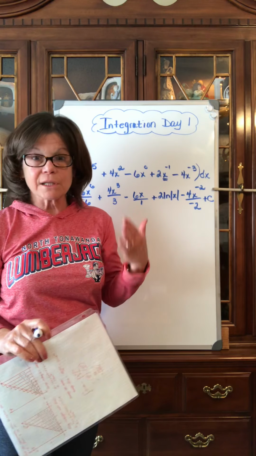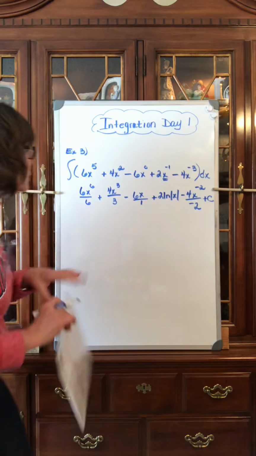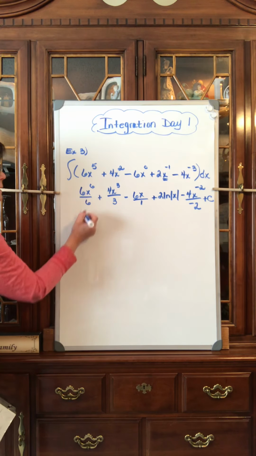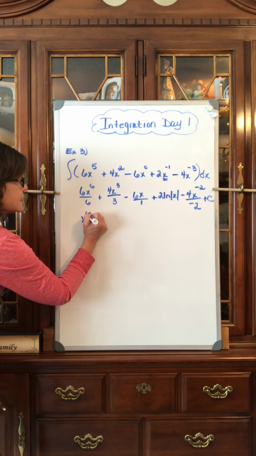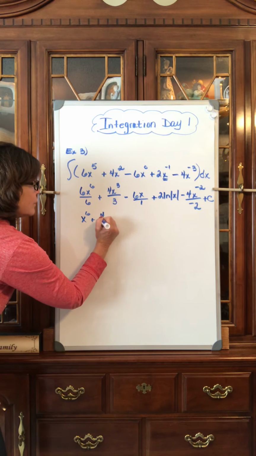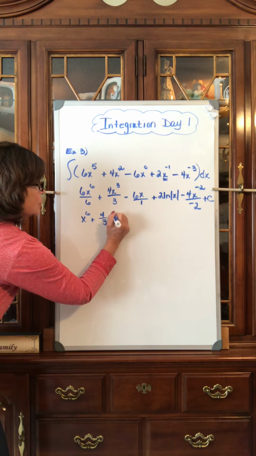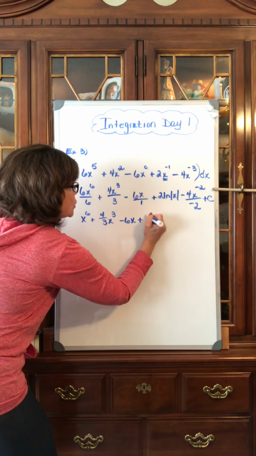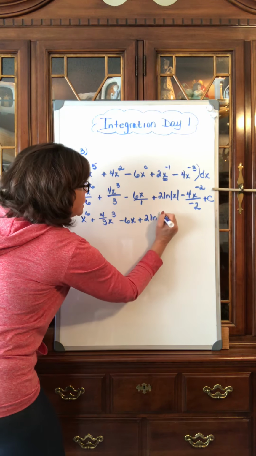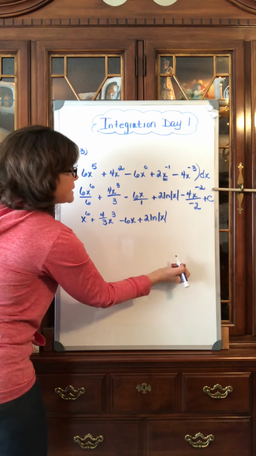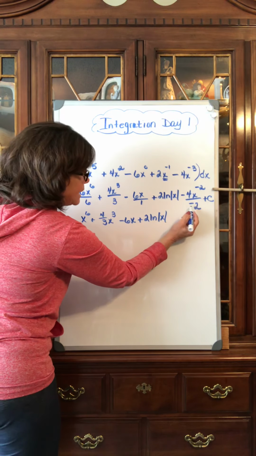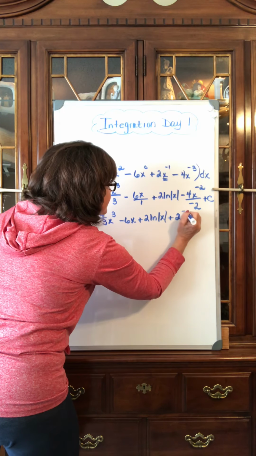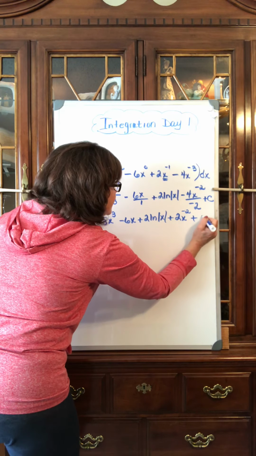And don't forget, when you take the derivative of a constant, it becomes 0. Okay, now I'm just going to clean this all up, and we'll have our indefinite integral. The 6's cancel, so it's x raised to the 6th plus 4 thirds x cubed minus 6x plus 2 times the natural log of the absolute value of x. Negative divided by a negative, this becomes a positive. 2x raised to the negative 2 plus c.